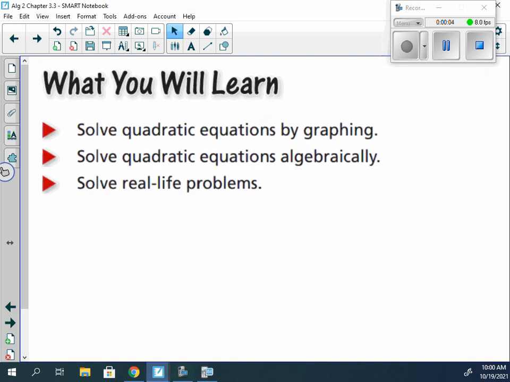What we're looking at today, guys, is we're starting solving. Today will be the first day in several days of solving. And really that's what we're going to finish this chapter out with, is solving quadratics. Now there's lots of different ways that we can go about solving quadratics. And the first one that we're going to look at is solving quadratic equations by graphing. And then we're going to look at solving equations algebraically. And we may or may not get to some of the real life problems.